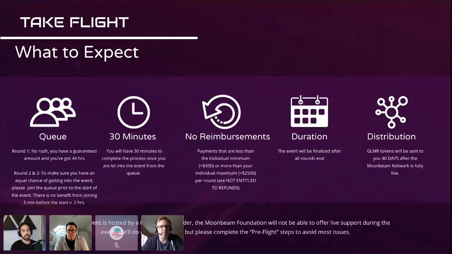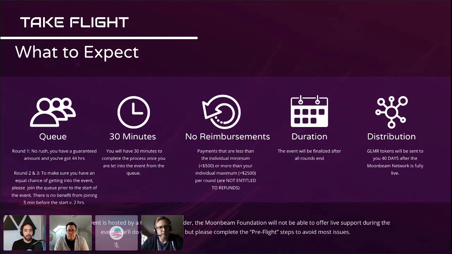Yeah, makes sense. So one thing that I want to note that is on the slide is that the event is hosted by a third-party provider. So the Moonbeam Foundation will not be able to offer live support during the event, but we'll do our best to. So please complete the pre-flight steps that we're covering in this presentation, because that is probably the best way that you will be ready to participate in the Take Flight event. So that is an important remark that we have to address.